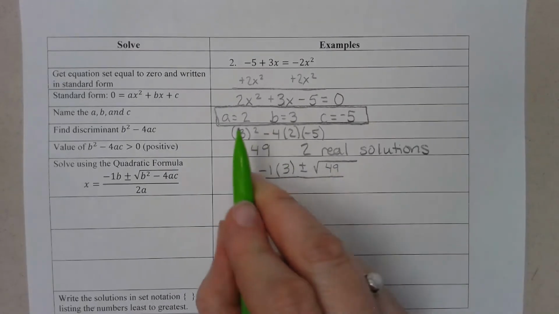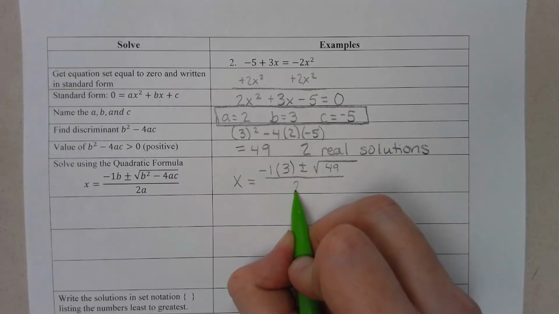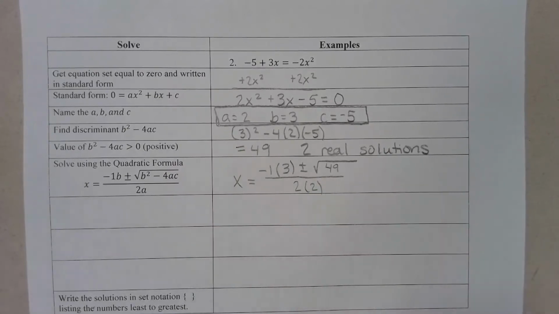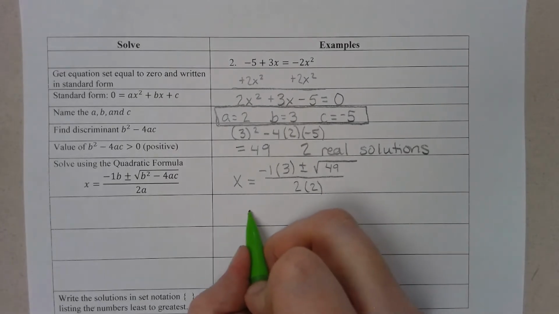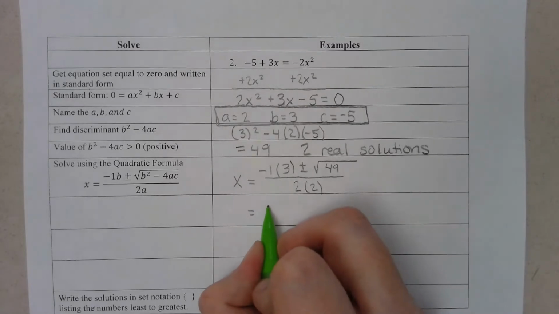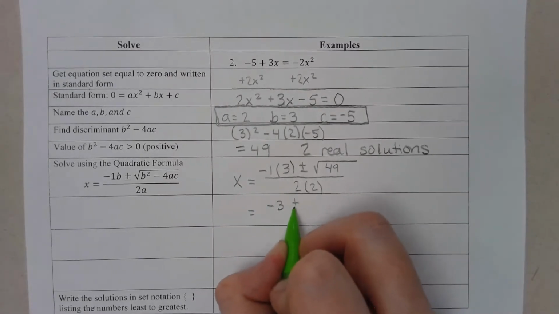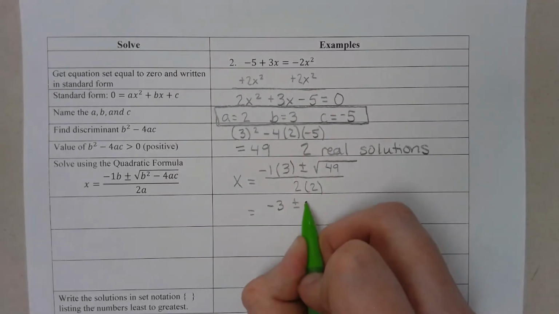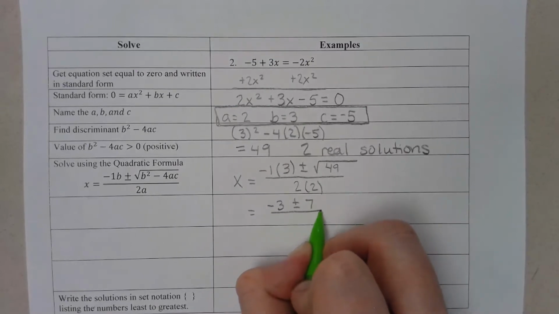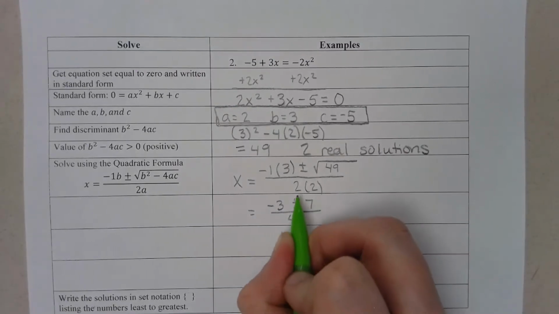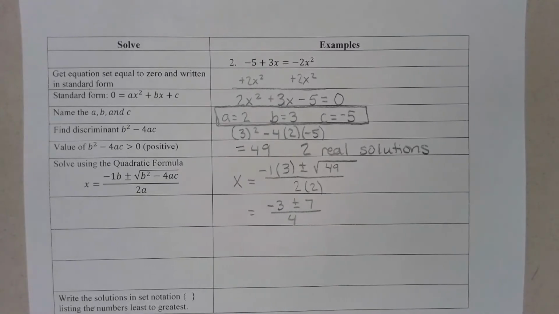All over 2 times a, and our a is a 2. So now we'll begin working out this quadratic formula. First, we need to multiply. Negative times a positive is a negative. Plus or minus, take the square root. Square root of 49 is 7. And multiply. 2 times 2 is 4. So at this step, all we're doing is simplifying by multiplying, taking the square root, and multiplying.